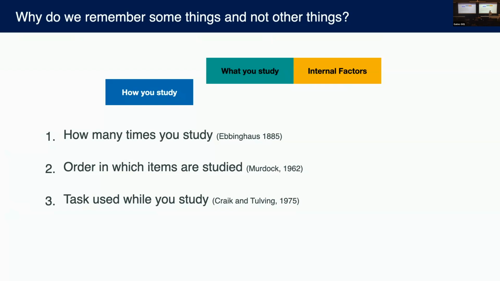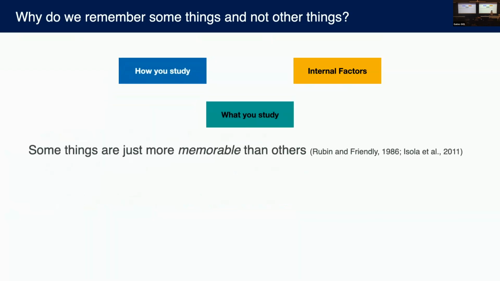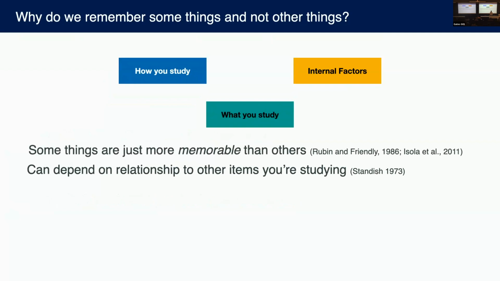There's a number of effects like these, but this generally falls under the category of how you study something. We also know that the actual content of what you're experiencing really affects whether or not you're going to remember it later. Some things are just more memorable than other things. This is, I think, a pretty intuitive idea to most people, but it's important, particularly for the study of memory, and it's going to be crucial for what I'm talking about later. This can also depend on something's relationship to other things that you're studying or experiencing.